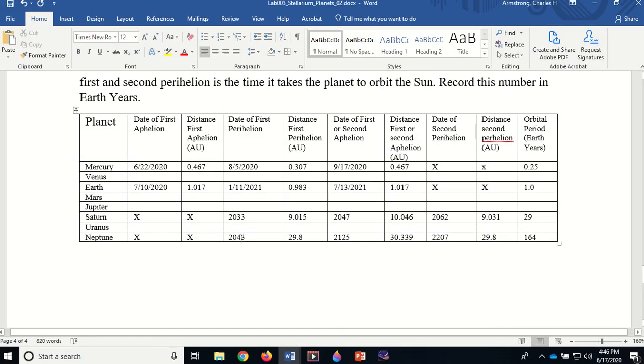So 2043. Okay. And then now we go looking for Aphelion. The first thing we got was Perihelion, so we put X's in there. We don't fill that in. Just like we did when we first got Aphelion, we didn't do the second Perihelion. We are going to get two Perihelions here, so we don't need the first Aphelion. So let's get Aphelion.